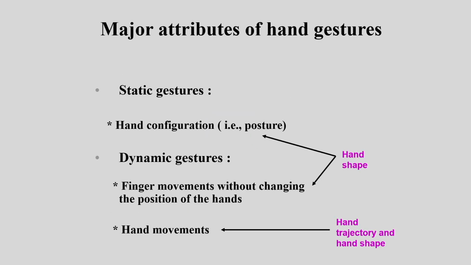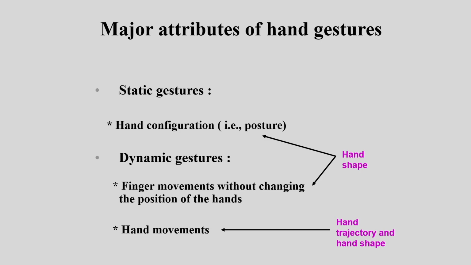Now I will consider the major attributes of hand gestures. So I may consider static gestures or dynamic gestures. For static gestures, hand configuration is important, that is the posture, and for this I need the information of hand shape. In case of the dynamic gestures, finger movements without changing the position of the hands, then in this case I can consider the hand shape information. But if I consider hand movements in the space, then I have to consider the hand trajectory and the hand shape.